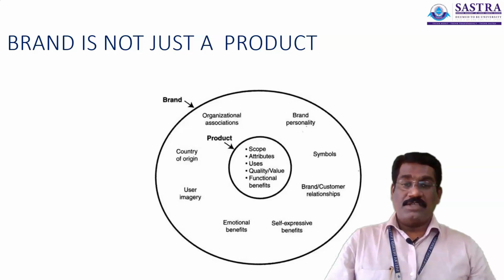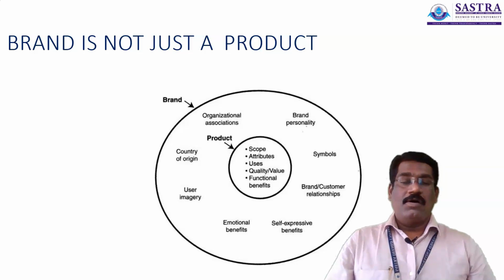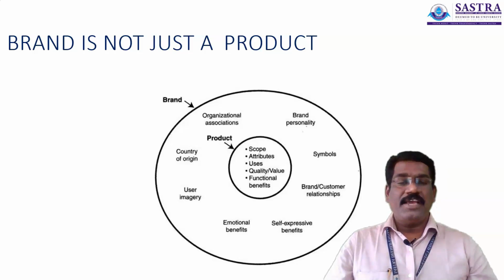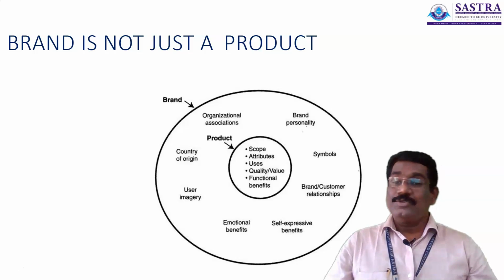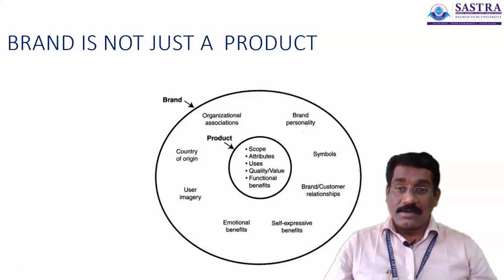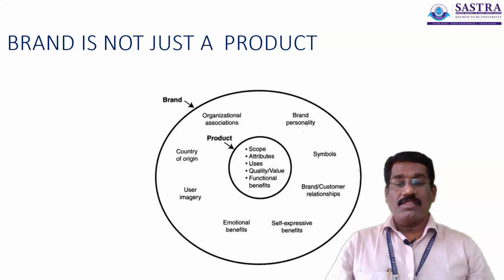And symbol. When you look at the Mercedes logo or a BMW logo, immediately you think about that particular brand. Next one is the brand and customer relationship. Yes, I have a longer association with Reliance products, or I have a longer association with products like Apple. So, a brand-customer relationship. Those who really use Apple products never go for other brands. They always go for that particular company's products.